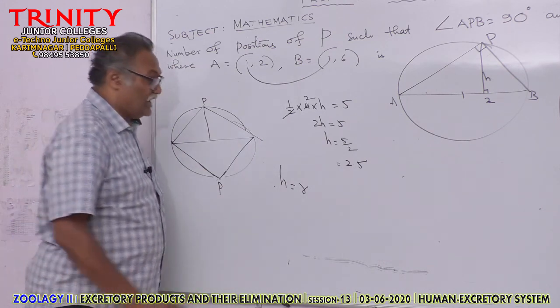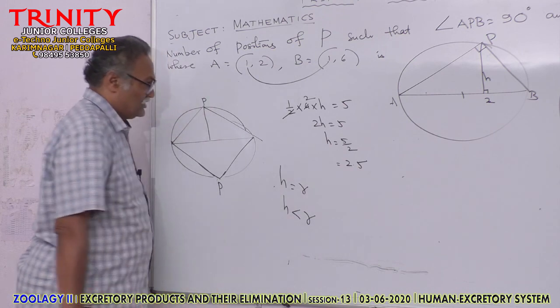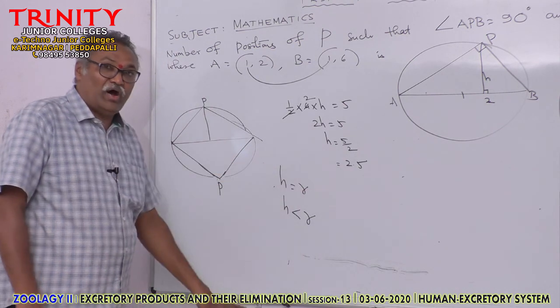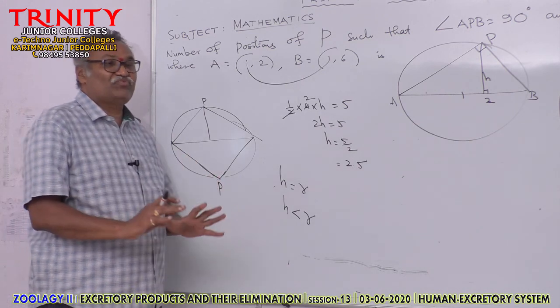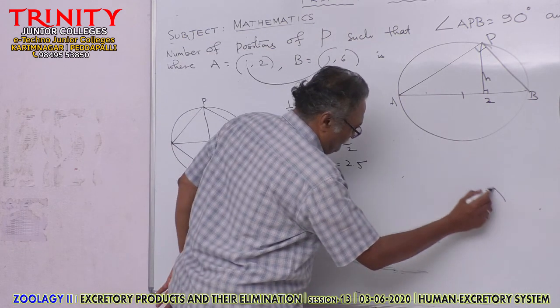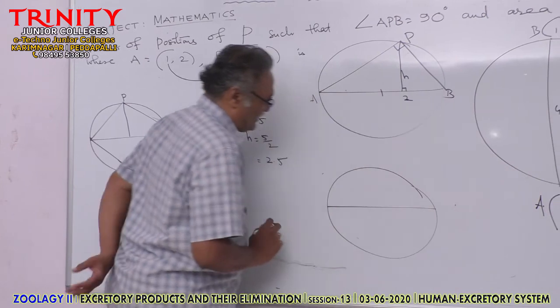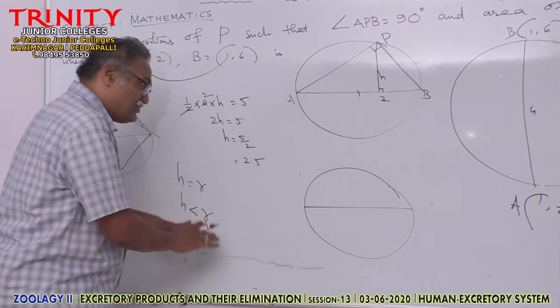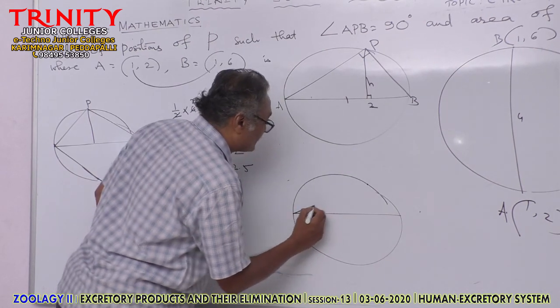If the height is less than r, in that case, we will get 4 positions for P. How? Take it like this. It is the circle. It is the diameter of the circle. Height is less than r. Here, either here, like this.